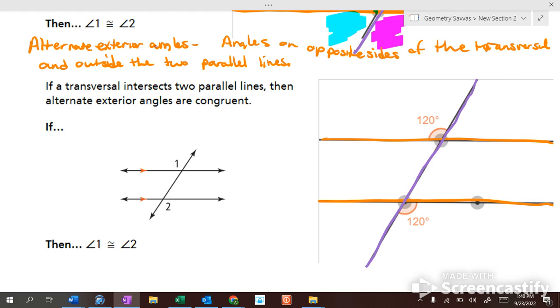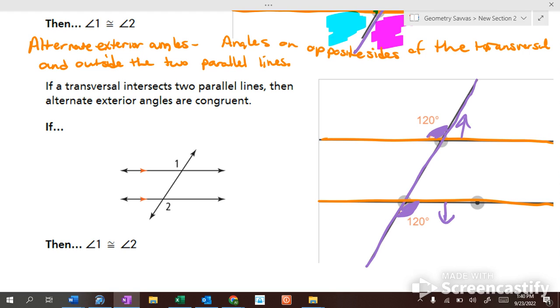So, the purple line is our transversal. This angle is to the left of it. This angle is to the right of it. And they're both to the outside of the parallel lines. So if they're to the outside of the parallel lines on opposite sides of the transversal, then they're alternate exterior angles.